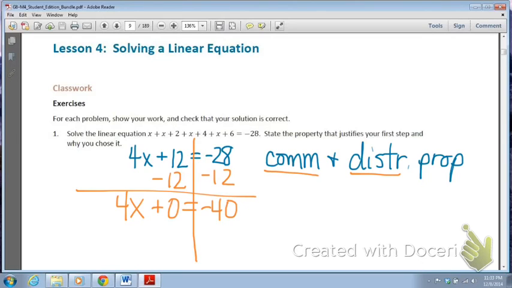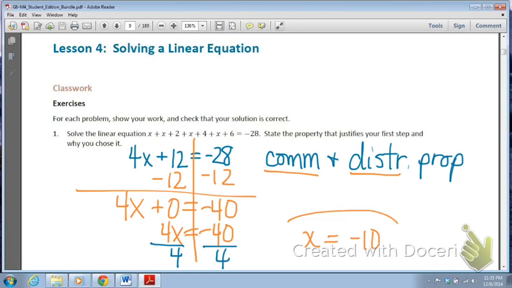Okay, so I have 4x equals negative 40. At this point, you may be able to see what the solution is, or you can take it one step further and divide to get that coefficient of 1. So divide by 4, which gives me 4x divided by 4 is just x. Negative 40 divided by 4 is negative 10. So x equals negative 10.